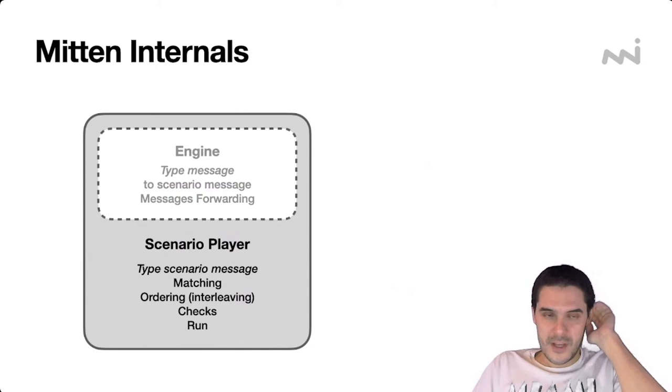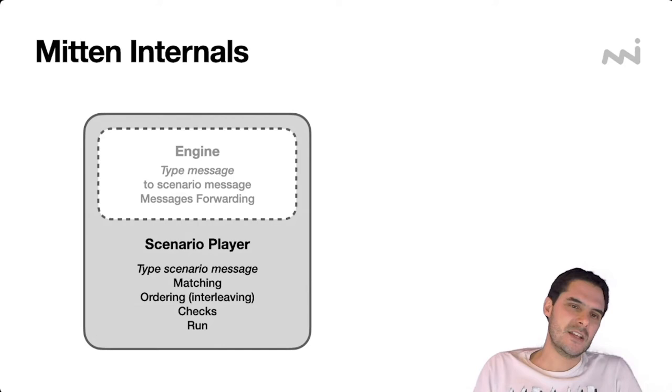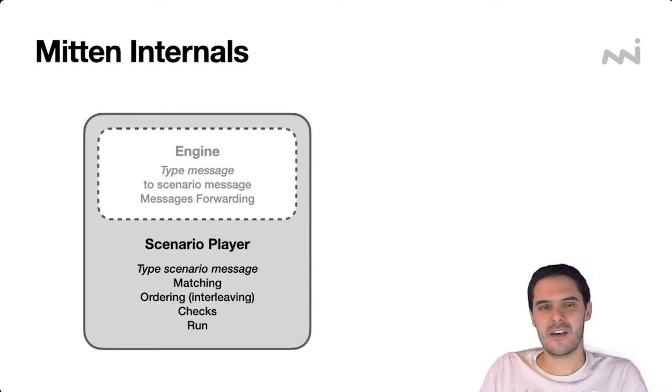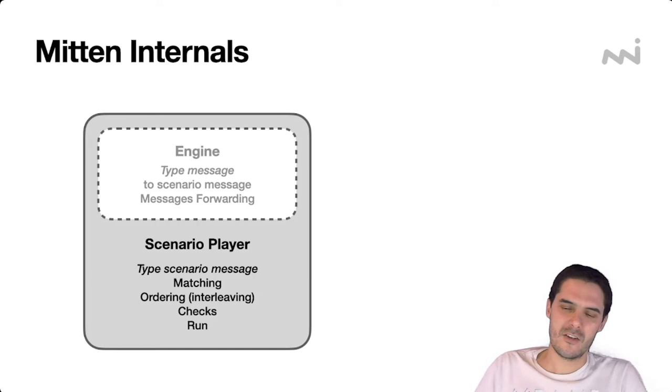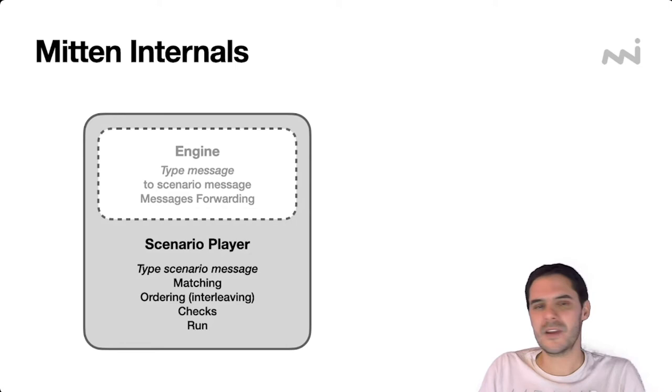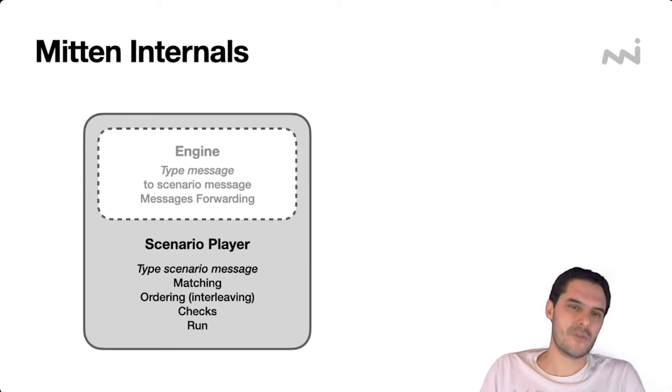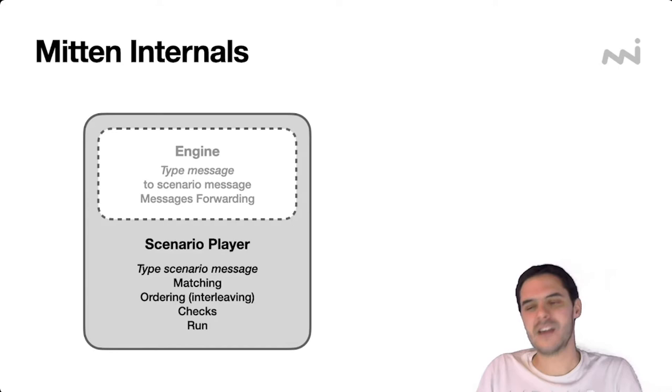So here we are looking at the internals of Mitten a little bit. Mitten essentially is a box for playing scenarios that I showed before. So there's a specific tab to describe scenario messages. This box also contains everything that performs the matching on the messages, the ordering, interleaving, that runs the checks, and that also runs the actual scenario. And this is parameterized by the engine, which provides a type for actual messages and the conversion to the scenario messages. And this engine also provides the primitives to do the actual message forwarding.